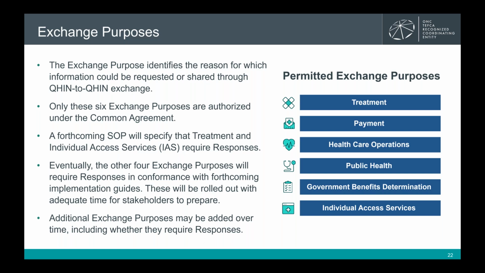2 of these are intended to be required for response initially, and those are treatment and individual access services. The others, payment, healthcare operations, public health, and government benefits determination, will all have some additional detailed clarification around how those are used and some of the requirements there in specific exchange purpose implementation guides or exchange purpose SOPs. But each of these are allowed today and to be used for any QHIN to QHIN exchange with query or message delivery.